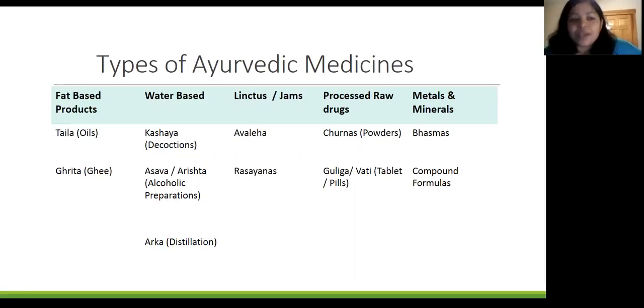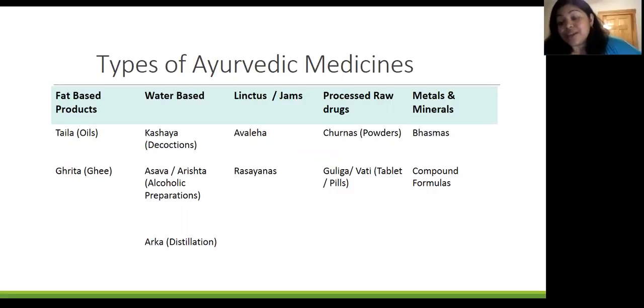One of them, for instance, we can process these herbs in a fat-based product, and that can be either in the form of an oil or in the form of a ghee. We can also make it a water-based product, and that can be in the form of a decoction. Or we have also alcoholic preparations, which are asava or arishta. And also we have arka, which is distillation.